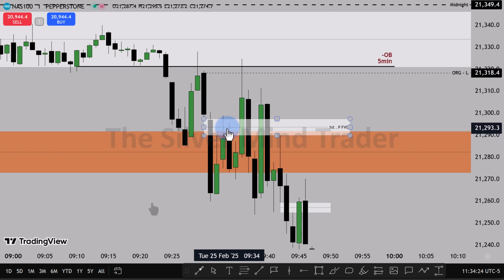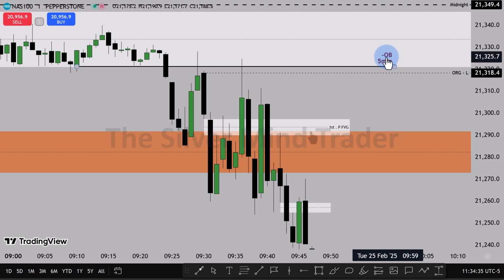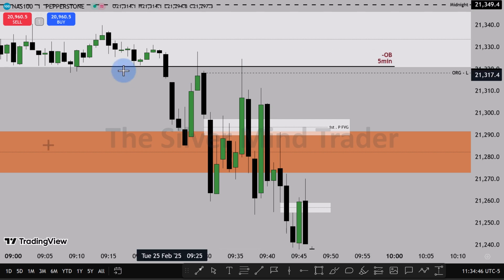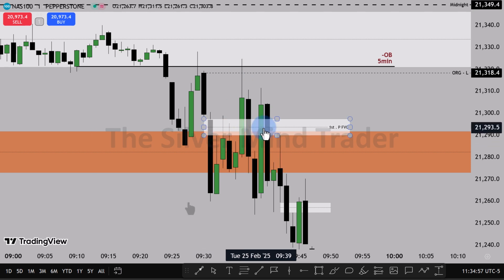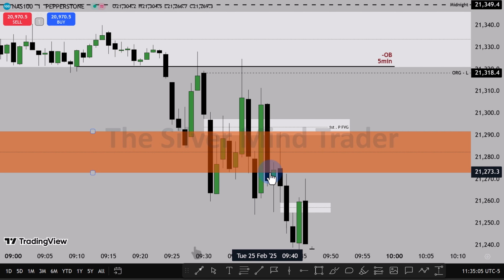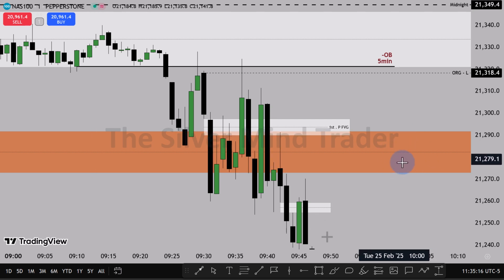So price trades into this, plays around this level, goes up to hit this 5-minute bearish order block. This is a bearish order block from the 5-minute time frame that we are viewing on a 1-minute time frame. And you can see how very, very sensitive that level is to price. So here at 9:40, price broke down and closed below that 5-minute fair value gap.